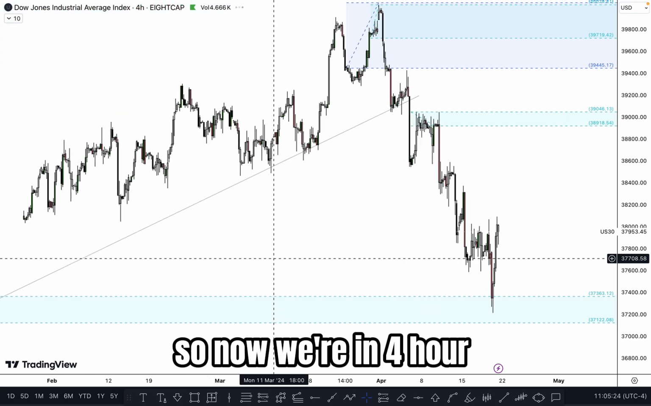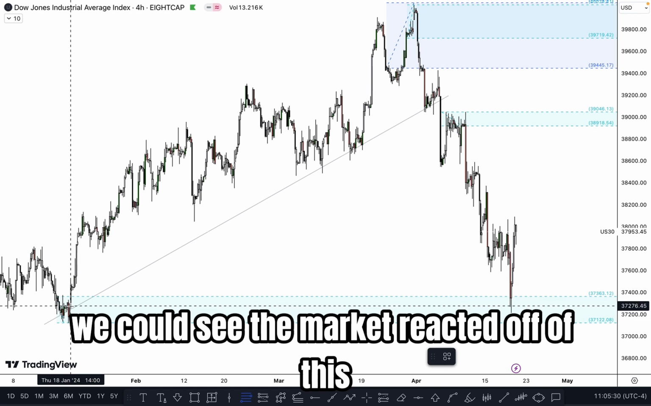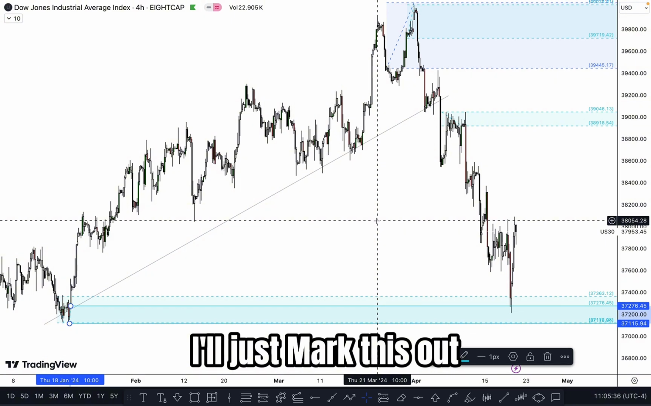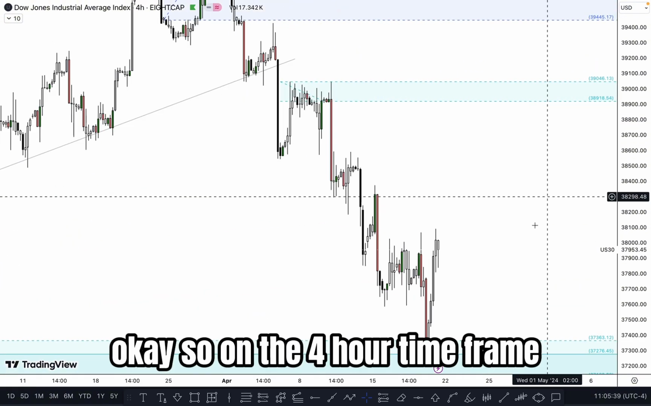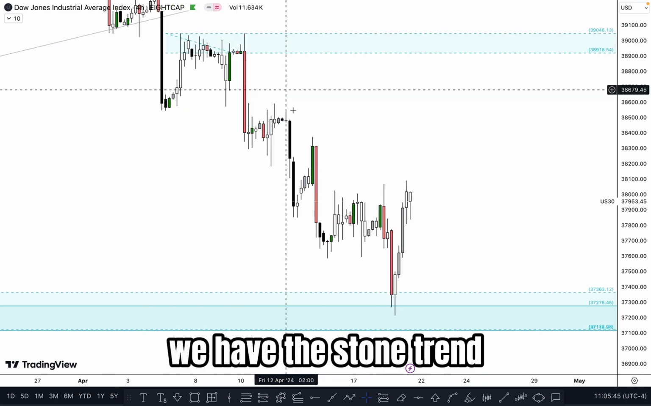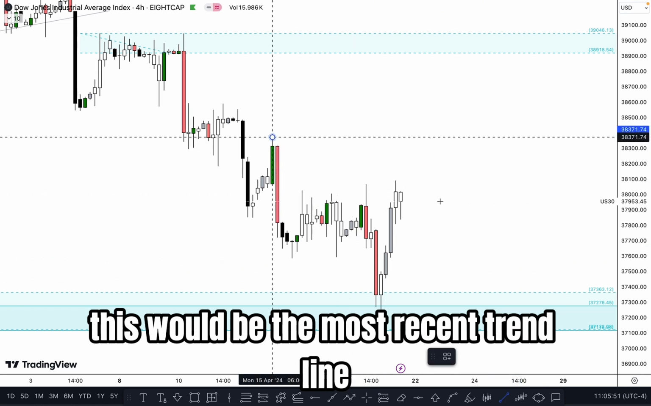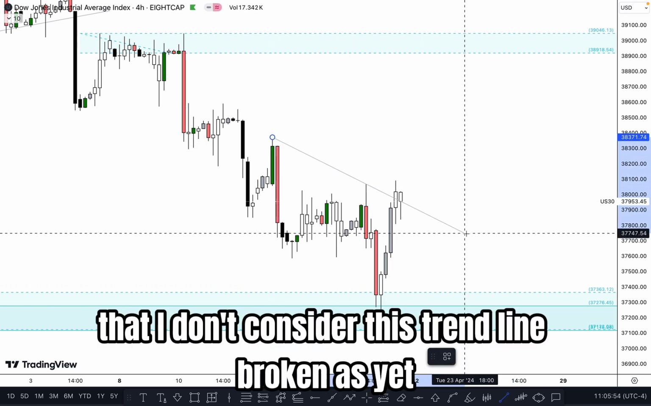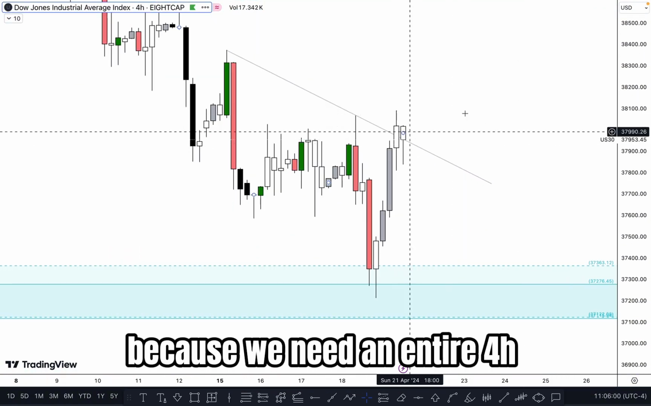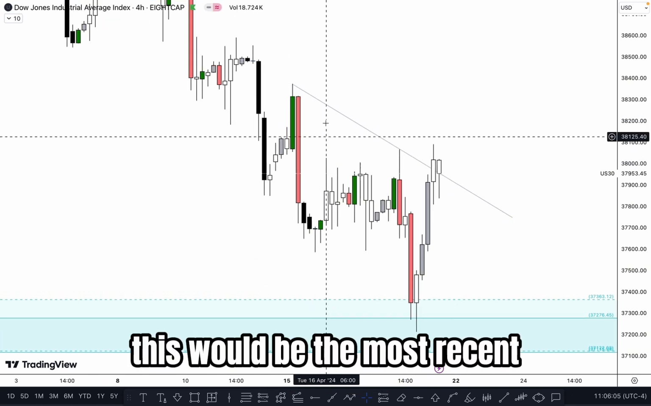So now we're on the 4-hour. We could see the market reacted off of this 4-hour demand nested in the daily demand. I'll just mark this out. Okay. So on the 4-hour time frame, we have this downtrend. This would be the most recent trend line, that I don't consider broken as yet, because we need an entire 4-hour candle to close on the other side, right?